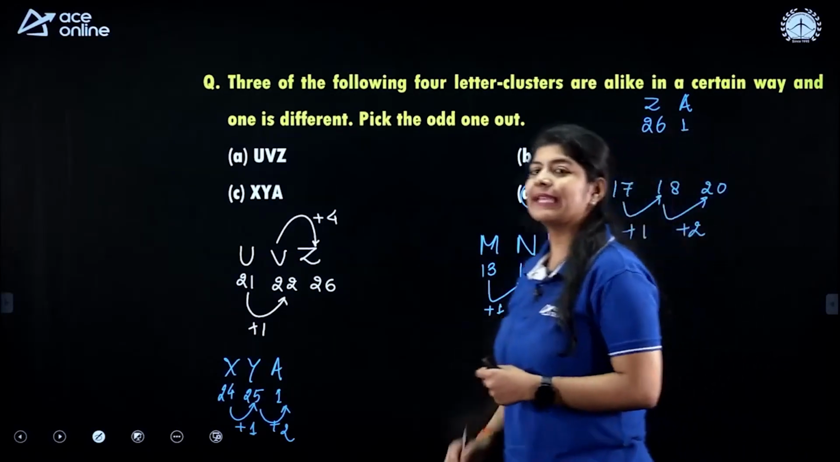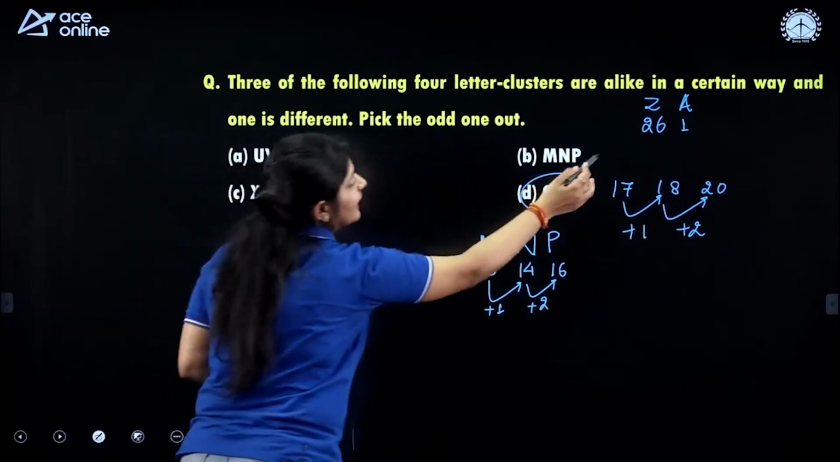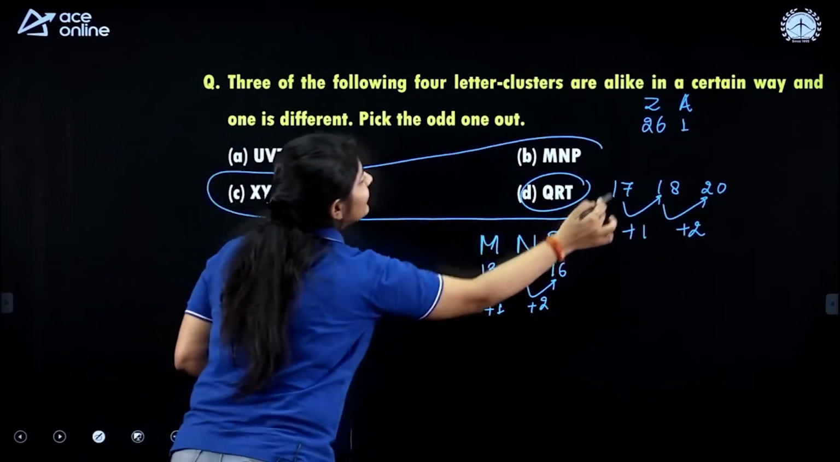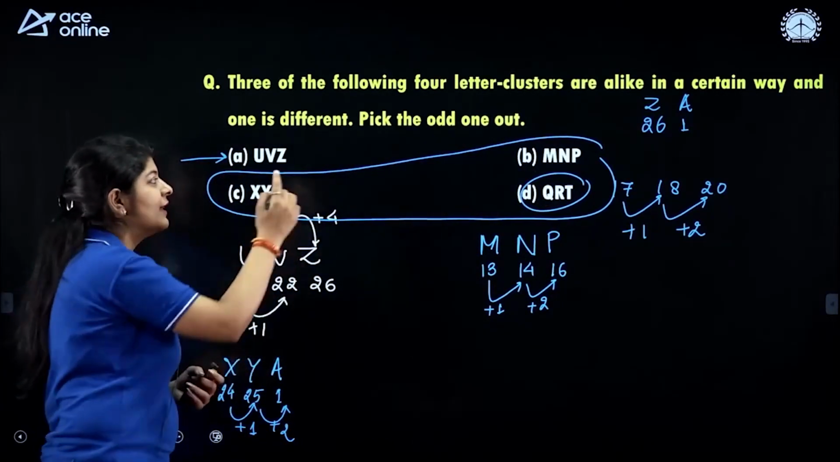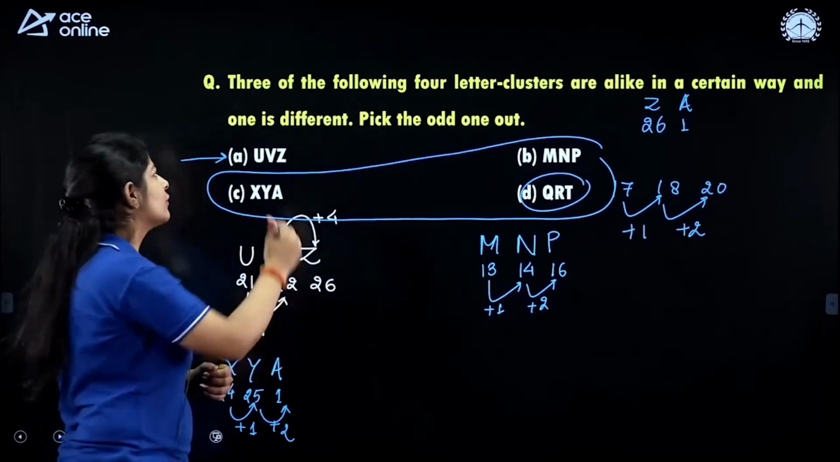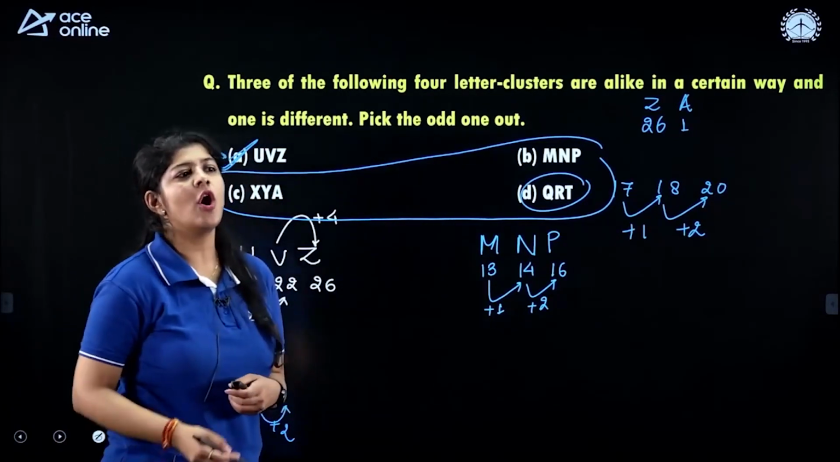So we can easily say that I can create a group of options B, C and D, and this particular option is not following the property of this group. So the odd one out here is option number A. The odd one out here is your option number A.